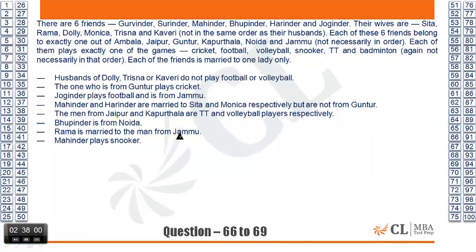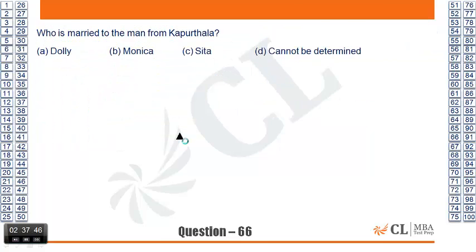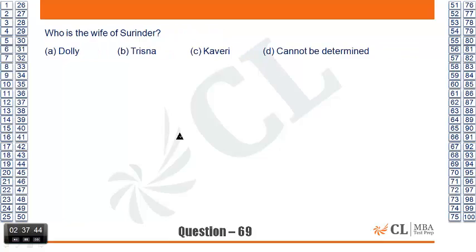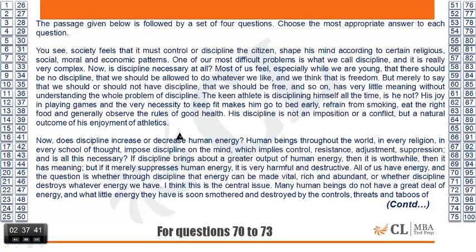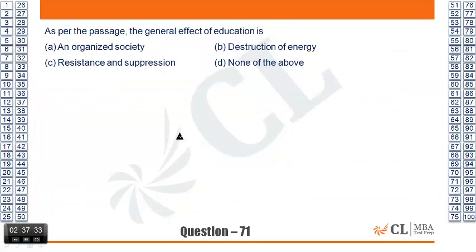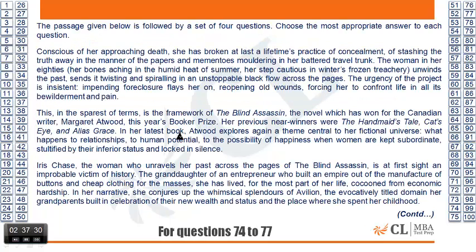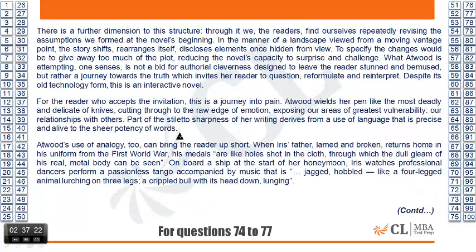66 to 69 is another LR. 6 friends, their wives. This is like a normal reading logical reasoning question. There's something that I will definitely attempt. So 66 to 69, I made a mark point of that. So 70 to 73, another RC. Society feels that it must control and discipline citizens. Slightly long, but the questions seem to be small. 74 to 77, another RC. Conscious approaching death. Blind. I think they put some book.